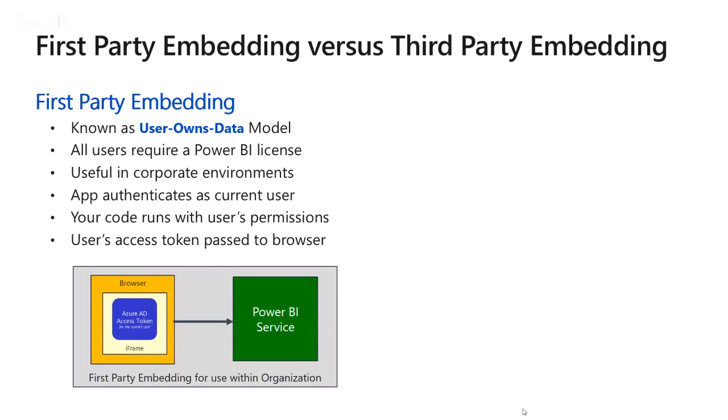So first party, the application runs as the user. That's correct. Why don't you repeat that one more time so we'll make sure Luis has got that as well. The application runs as the current user and can access only the Power BI resources the current user can access. And that's first party or user owns data. User owns data. Perfect.